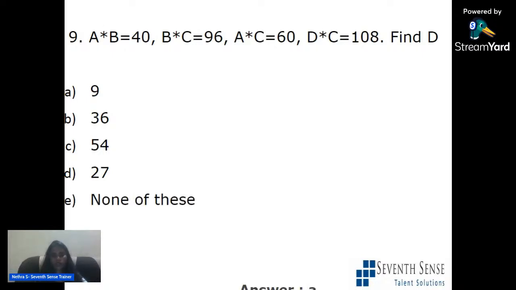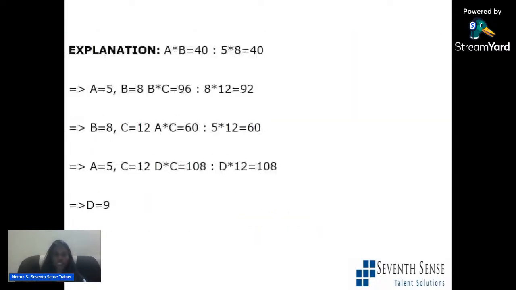So the correct answer is option A, that is 9. How is it possible? We'll see. So if I consider roughly A's value as 5 and B's value as 8, and I multiply as per the first condition, A into B is equal to 40, it is matching. Then with the same values, if I apply the next condition, B into C is equal to 96. Here B's value we have taken as 8. So if we know B's value and the total value, we can find the value of C. C's value will come as 12.